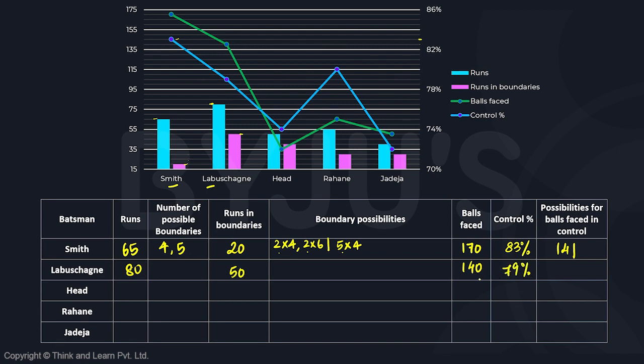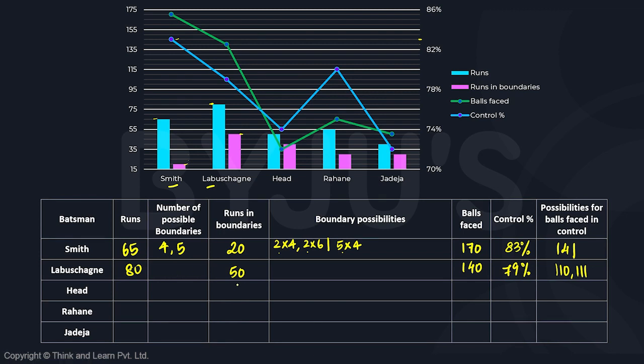So 79% of 140 is going to be 80% of 140, that is 112, minus 1% of 140. So 110.4. So it could be 110 or 111. Since it's rounded off, so 79% is rounded off, right? So if it is 78%, it could be 110. If it was a little above 79%, it could be 111.